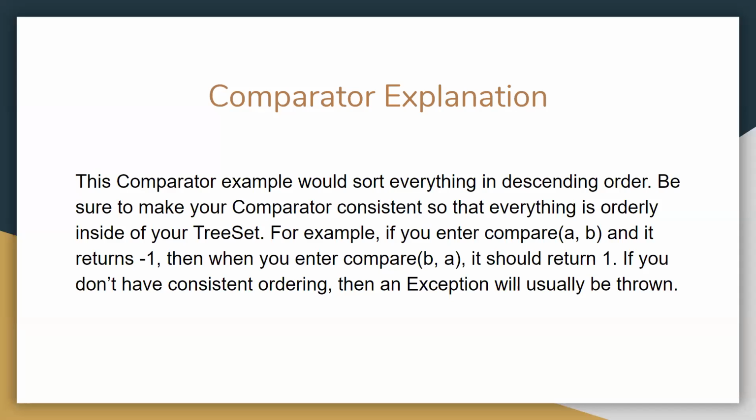So, for example, if you entered compare A, B, and it returns -1, then if you enter compare B, A, it should return 1. So if you don't have consistent ordering, then an exception will usually be thrown. So that just means to keep it consistent, since you don't want it so that if you enter one thing and then you enter the other thing, it's going to return something completely inconsistent, since tree sets and tree maps are based on ordering. So if you don't have good ordering, then what's the point of having a tree set, you know? So just generally you should try to keep it consistent.